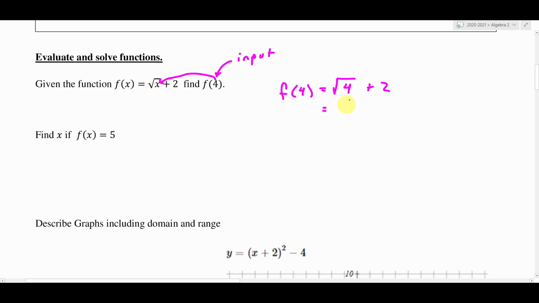And then I just go through and I evaluate, right? So the square root of 4 is just 2. So now I have 2 plus 2, and 2 plus 2 is 4. So when I put a 4 in, I got a 4 out. All right, so let's try the next one.